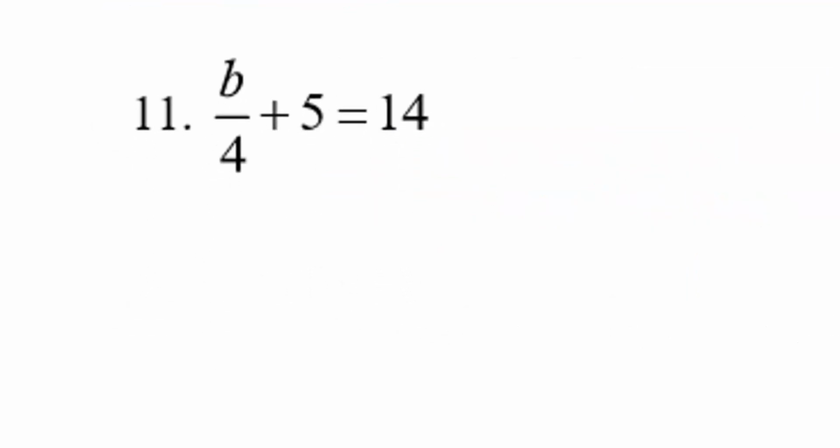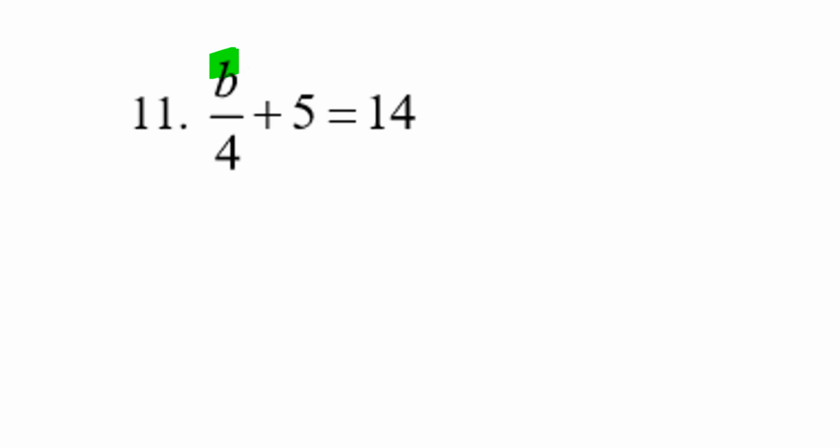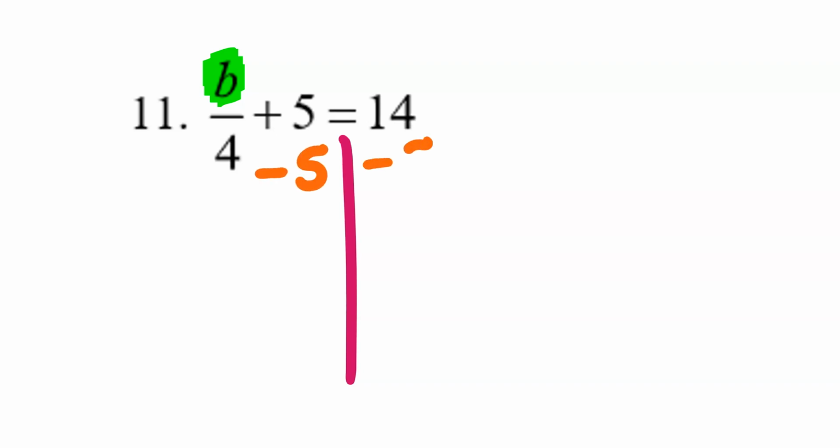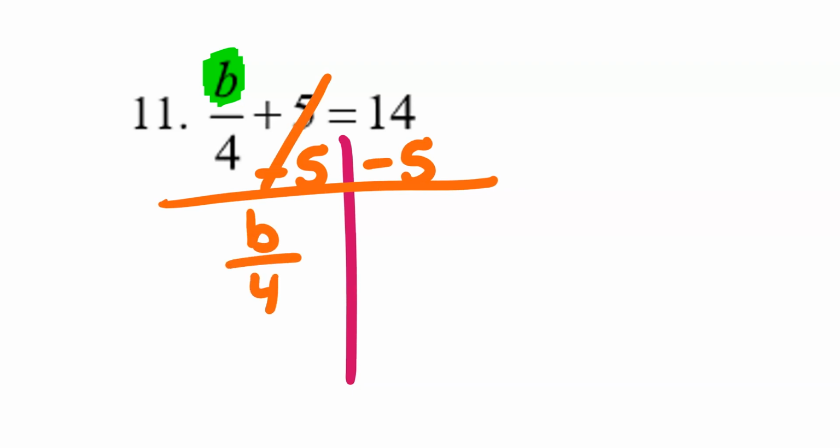Okay, same thing on 11. This time I'm solving for the letter B. Right? So you always want to move what's furthest away from the B. That 4 is right next to the B. It's right under it. The 5 is next to it, so I'm going to move the +5 first. Opposite of +5 is -5 on each side. So B over 4 equals 14 minus 5 is 9.